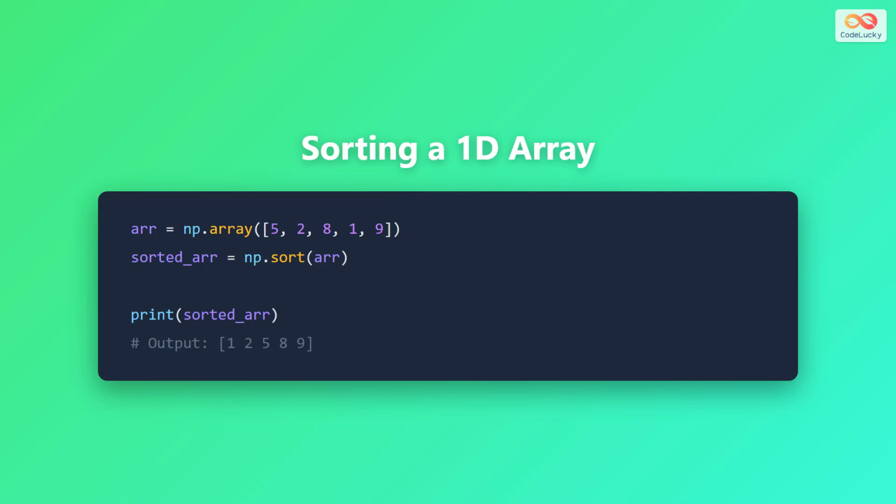Let's see a practical example with a one-dimensional array. We create an array containing the numbers 5, 2, 8, 1, and 9. When we apply np.sort to this array and store the result in sorted_arr, we get a new array with elements arranged in ascending order: 1, 2, 5, 8, 9. Notice how the function automatically organizes the numbers from smallest to largest.